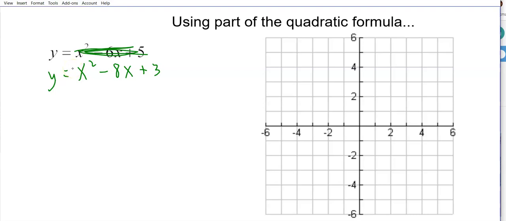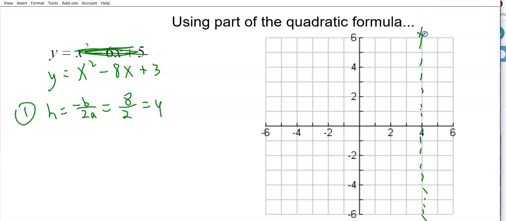So one way of doing the quadratic formula is a two-step process. Step one, find h. h is the opposite of b over 2a. That's the formula I need you to know. So let's plug into this formula. We'll get the opposite of negative 8, which is positive 8, over 2 times 1, which is 4. So right away, I know my axis of symmetry is x equals 4. My vertex is somewhere on that line. So my h value is 4. That's just using a formula.